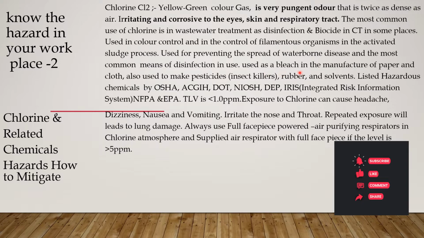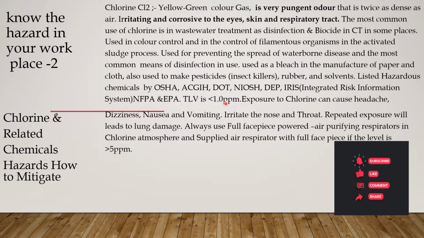It's also used as a bleach in the manufacture of paper and cloth, and to make pesticides, that is for killing insects, rubber and solvents. It is listed as a hazardous chemical by OSHA, ACGIH, DOT, NIOSH, DEP, the Integrated Risk Information System, NFPA and EPA.